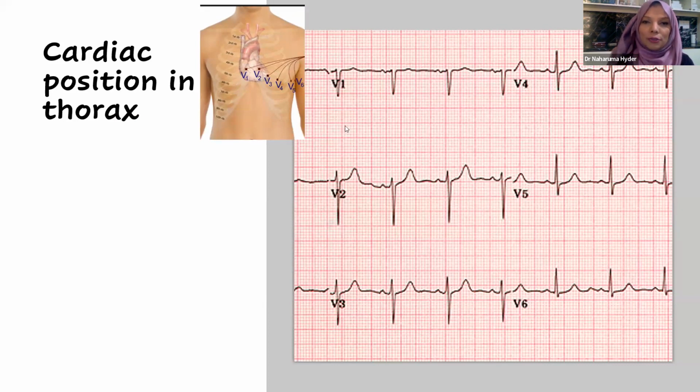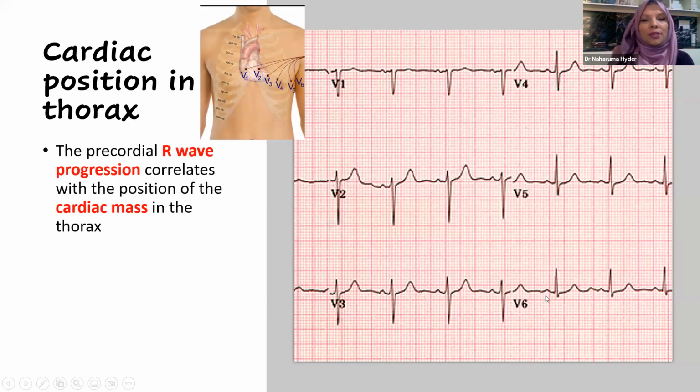It can be figured out with the chest leads from V1 to V6. We know that the RV is less dominant in adults and the LV is more dominant. LV mass is more prominent. So the precordial R wave progression correlates with the position of the cardiac mass in the thorax.